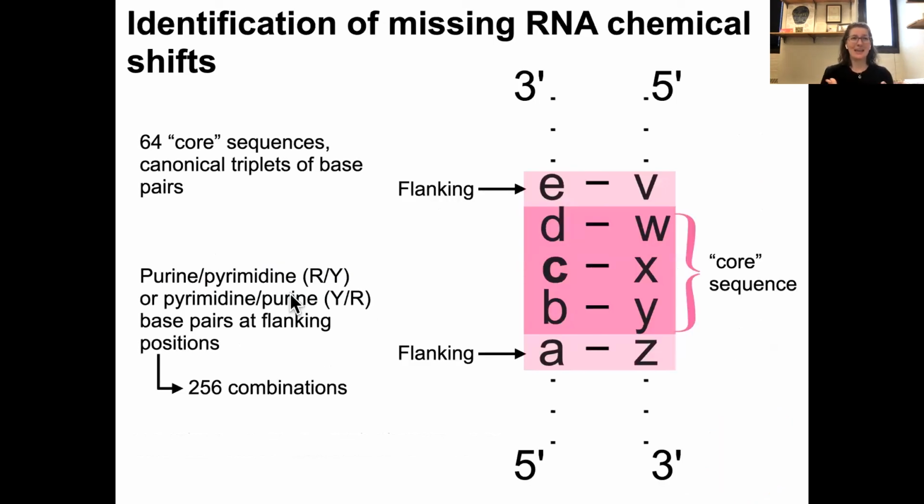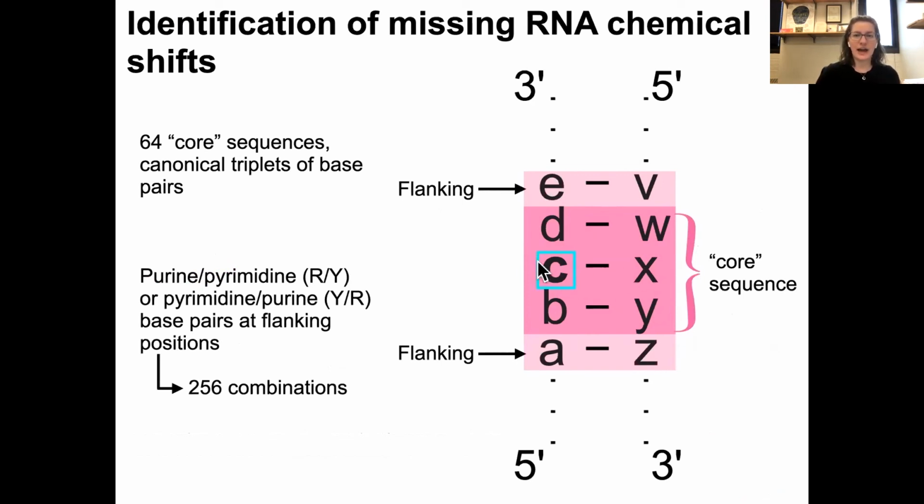So as we begin, we considered a 5 base pair helical stem element, okay, and that's sort of diagrammed here. Now, if we consider only canonical base pairs, that's G paired with C and A paired with U, there are 64 possible triplets of canonical base pairs, and we define that as a core sequence, okay?